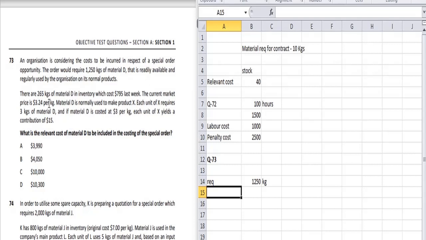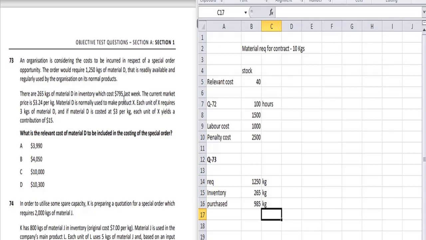So there are 265 kg of material D in the inventory. So we already have 265 kg of material in the inventory. So how much do we need to purchase from the outside? By subtracting these two we get that we need to purchase 985 kg of material from the outside.